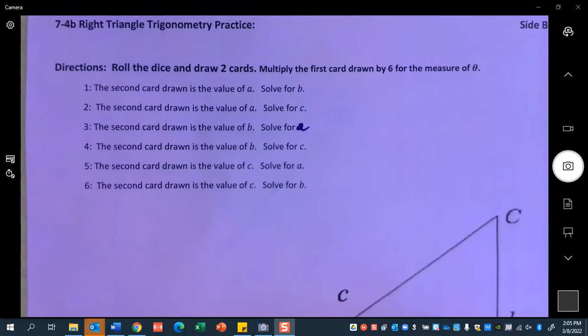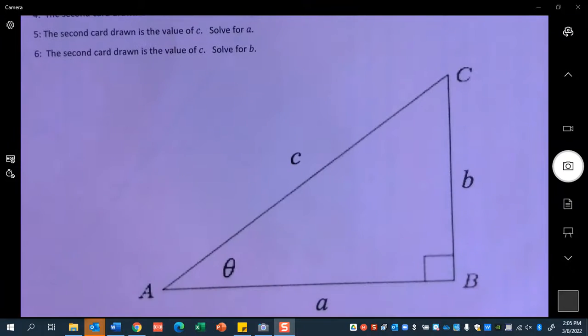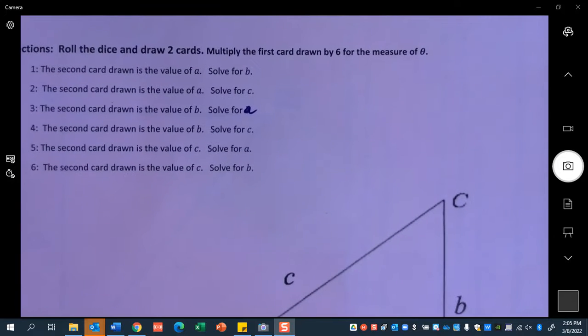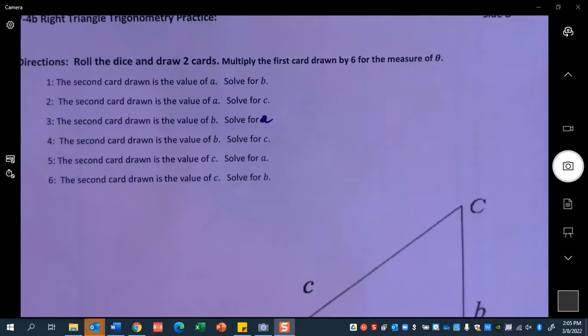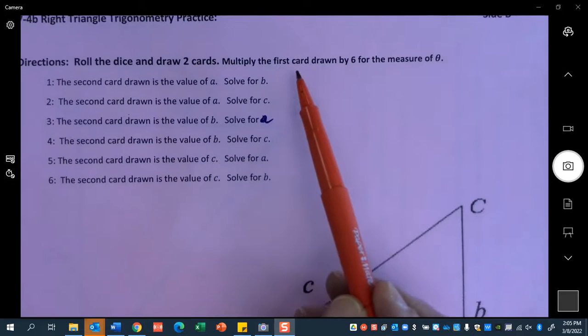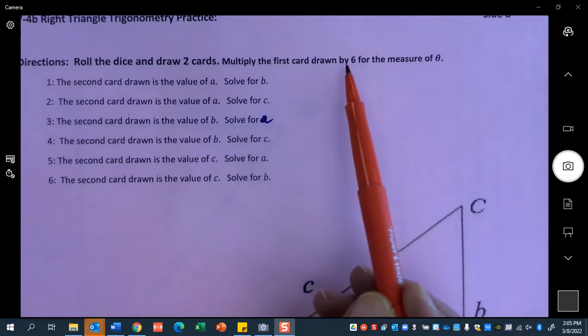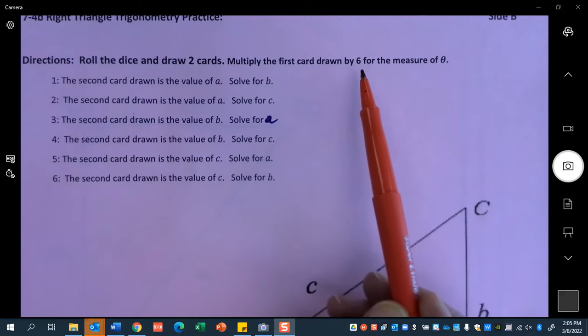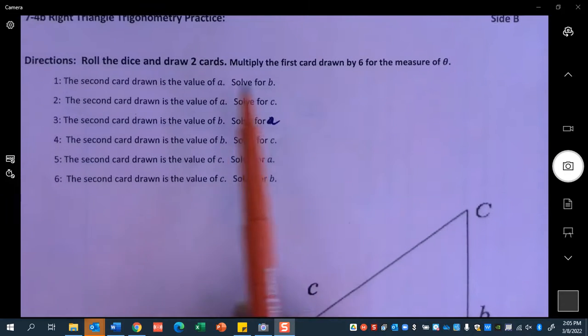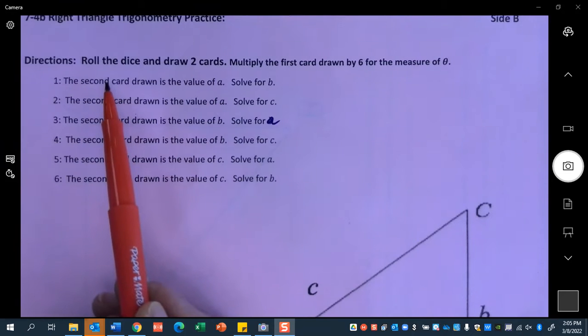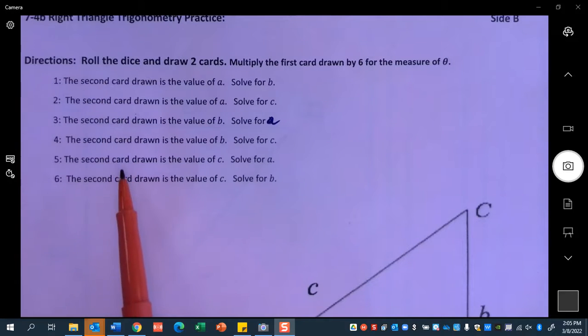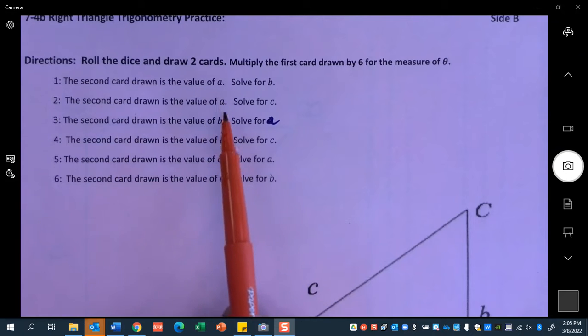Flip over and take a look at side B. On side B, you are given which angle is theta. You're going to roll the dice, draw 2 cards. Here's something tricky. Multiply your first card by 6 for the measure of theta. So the first card represents your angle measure. The second card is going to represent A, B, C, or D.